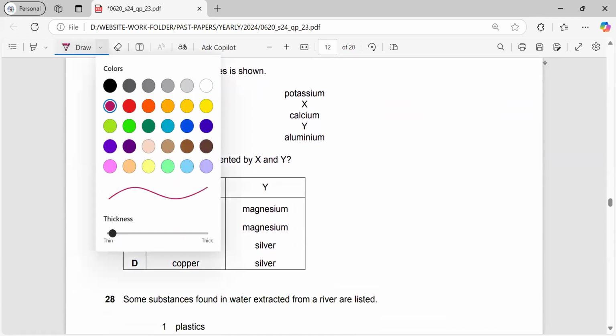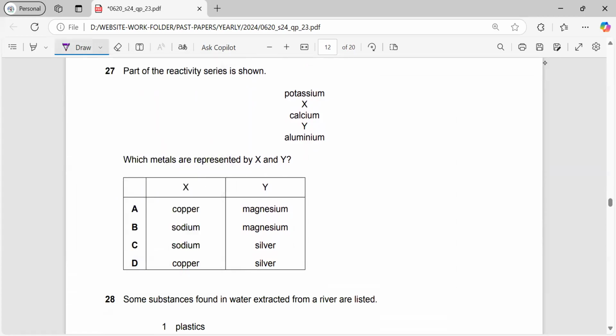Question 27. The part of the reactivity series is shown. Which metals are represented by X and Y? This is a part of the reactivity series. Potassium is very highly reactive. Then we have some X, and then we have calcium, which is present in group 2. It also has high reactivity, but lesser than potassium and element X. So element X will be sodium.